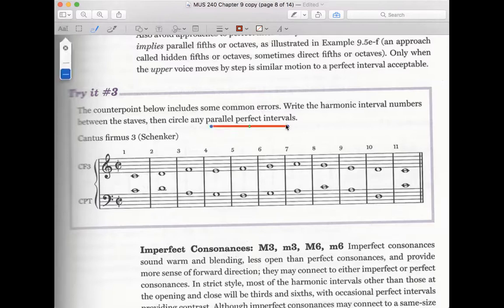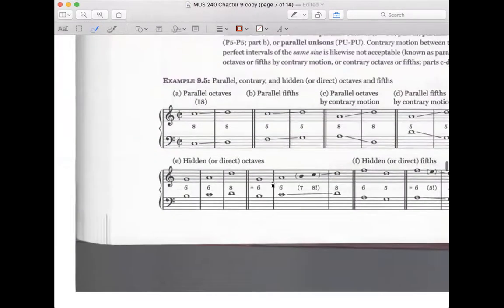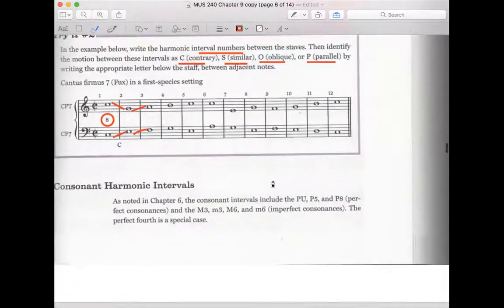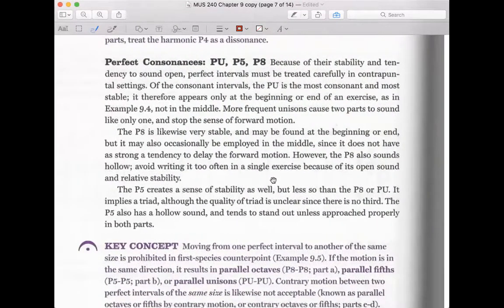Parallel perfect intervals. Well, I told you, perfect intervals can get us into trouble. And why is that? Well, of course, we know our perfect consonances: perfect unison, perfect fifth, perfect octave, right? These are not bad things, but they are places of rest. The unison, the fifth, and the octave. They're so consonant, they so agree with each other that it feels like a place of rest.